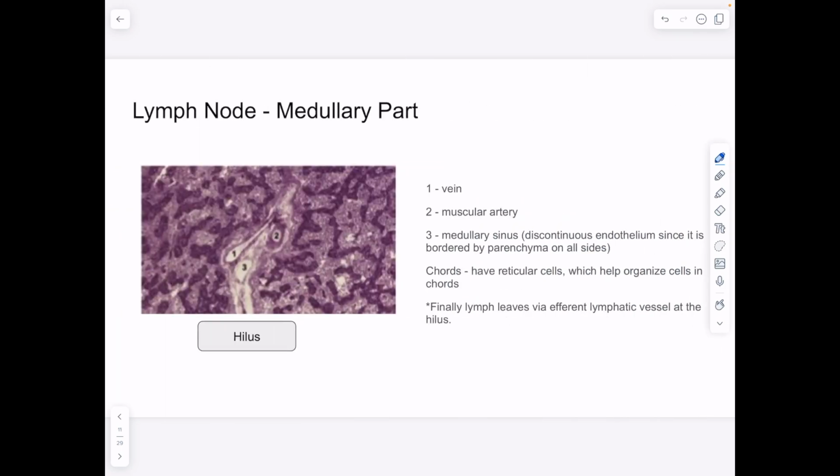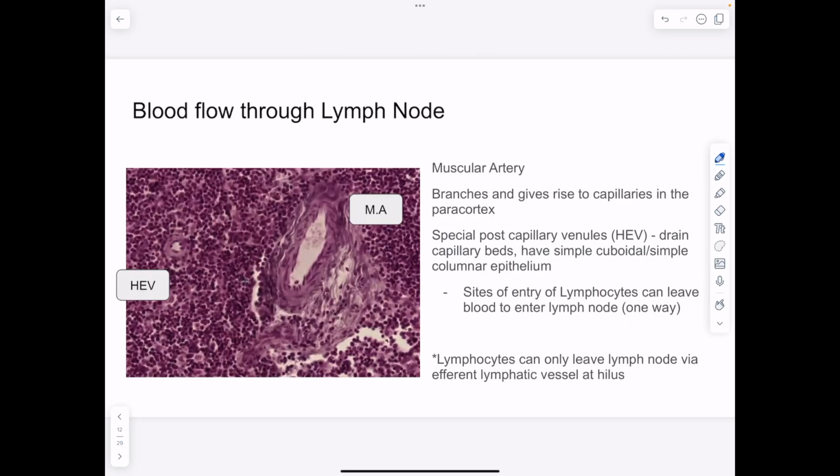Okay, then we go to the medullary part, which is the very inner part. We said that we have the hilus in this region, and so the hilus is right here, where we have a vein right there. We have a muscular artery, and we can see that we have muscular arteries. We remember they have 3 to 40 smooth muscle layers, and so ideally we could count that, but it's pretty low. Can't see too much detail in this picture. And then 3, we have the medullary sinus. It's discontinuous since it's bordered by parenchyma on all sides. Then we have our cords, which have reticular cells and help organize cells into cords. And then finally, again, we have our hilus, which is where lymph can leave via the efferent lymph vessel.